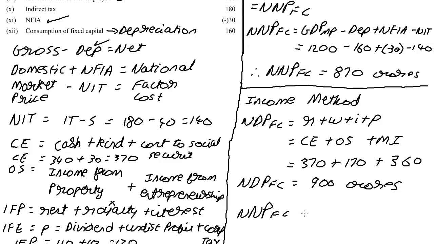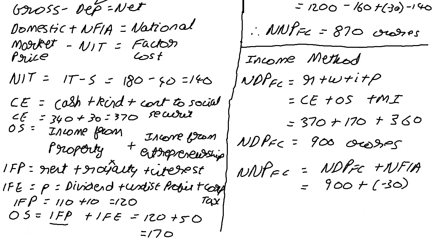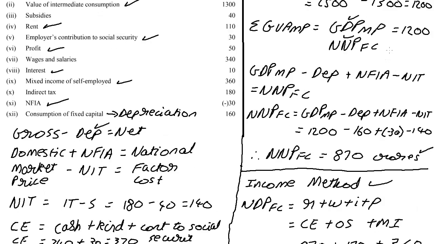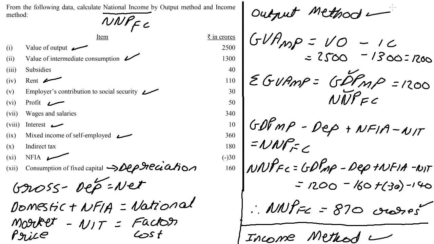So NNPFC is equal to NDPFC plus NFIA, which is equal to 900 plus, and then in brackets we write minus 30. So that's as good as saying 900 minus 30, which is equal to 870 crores. And we know we are correct. Therefore, NNPFC under the income method is equal to 870 crores, which matches what we got under the output method here. Okay, with that we're done.